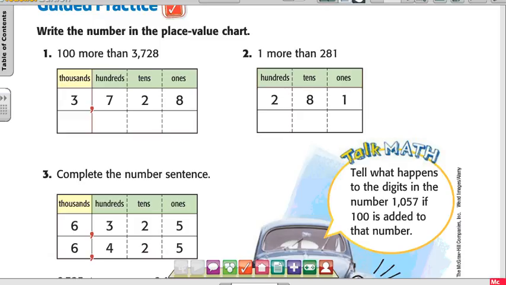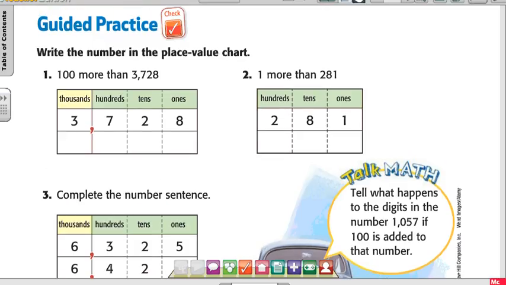All right. It says write the number in the place value chart. 100 more. So what place value is changing for number one? The hundreds place. So that means the thousands stay the same, the tens stay the same, and the eight stays the same. I'm adding one more to the hundreds place. So 7 plus 1 would be 8.